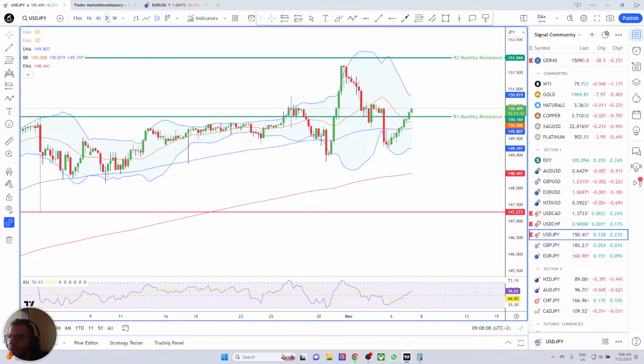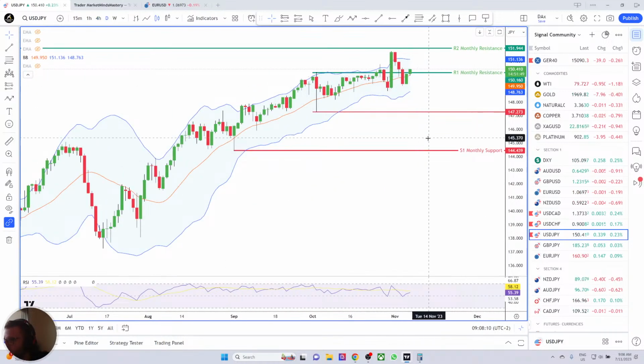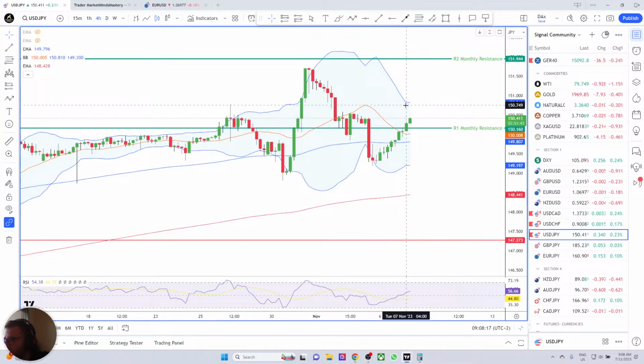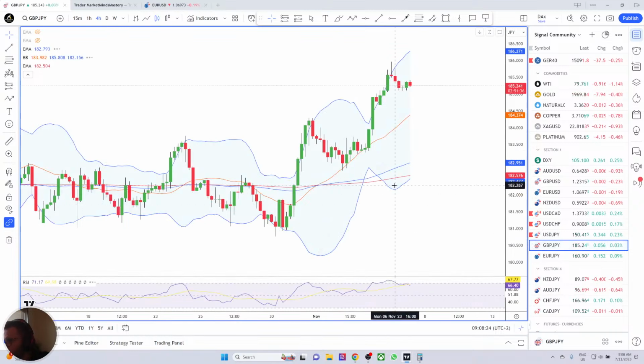Same with the USD JPY. I'm more keen to sell it rather than to buy it. But again, I need to wait for the correct market conditions. So somewhere around the upper band of the Bollinger Band, maybe I will get involved.